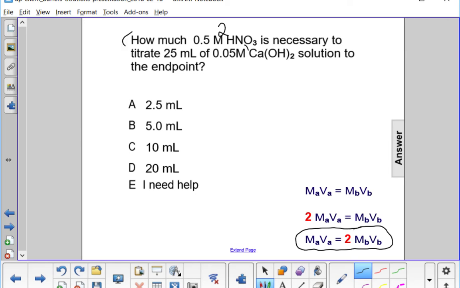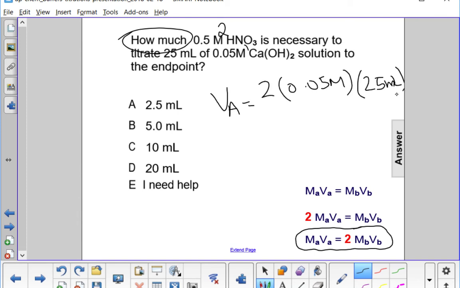So we're looking for how much, so that's the volume of the acid. So let's see, 2 times the concentration of the base, 0.05 molar, times the volume of the base, 25 milliliters, over the concentration of the acid, 0.5 molar. And I get 5 milliliters, which is answer choice B.